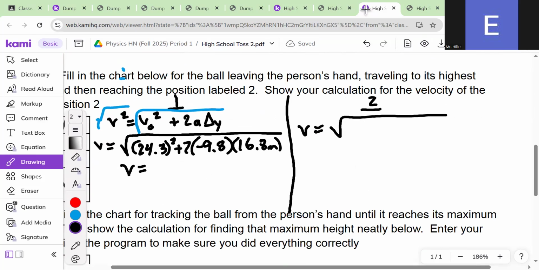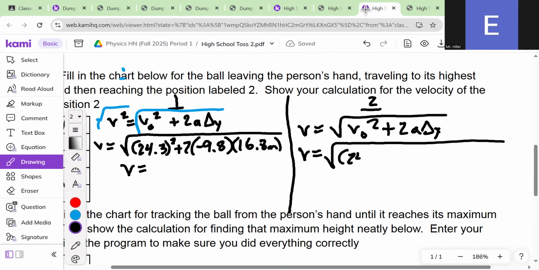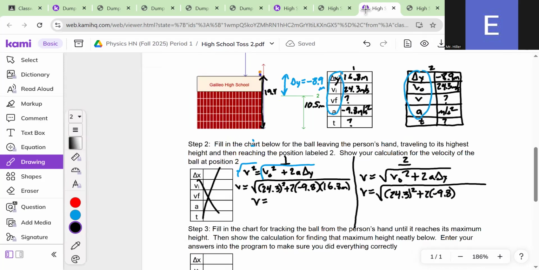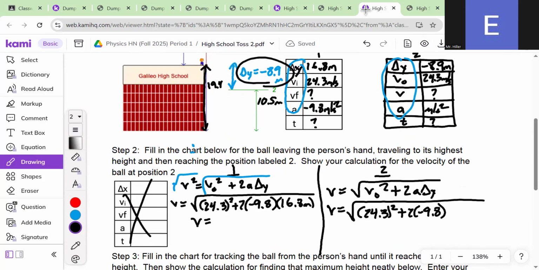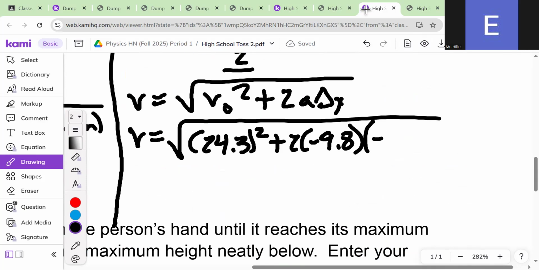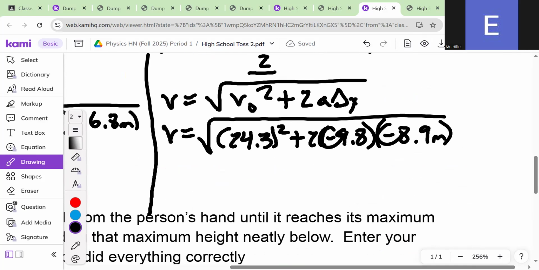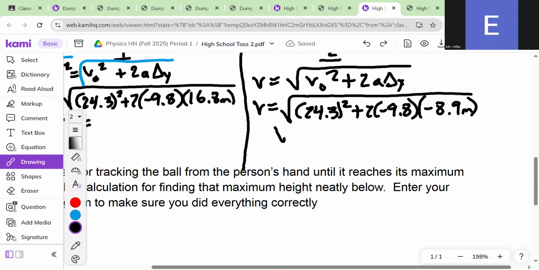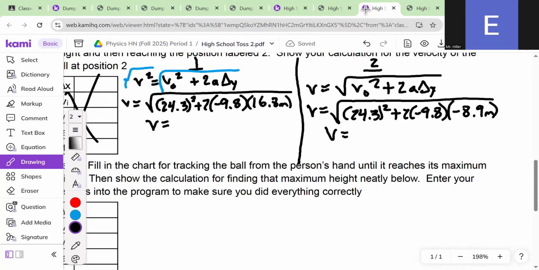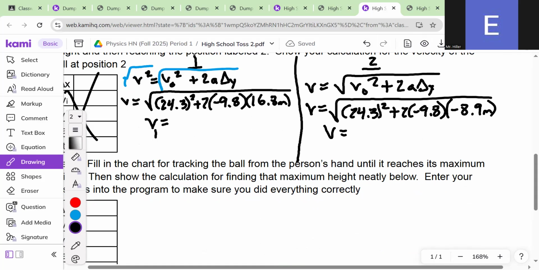v equals the square root of v naught squared plus 2 times a times delta y. So as I plug into that, I'm going 24.3 squared plus 2 times negative 9.8 again. The only difference is at location 2, my displacement is now negative 8.9 meters below the height of the building. So negative 8.9 meters would be my delta y. Notice the two negatives there, so I'm going to be adding that to v squared when I put that in my calculator. So pause the video and go ahead and find your speeds at location 1 and location 2.